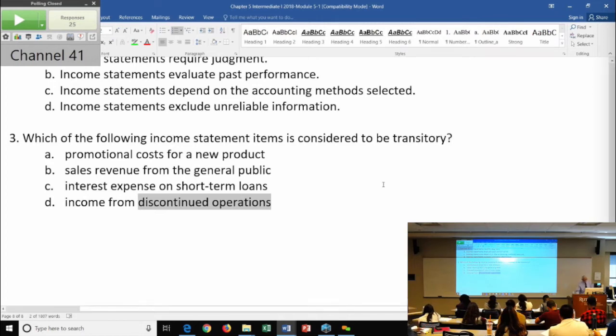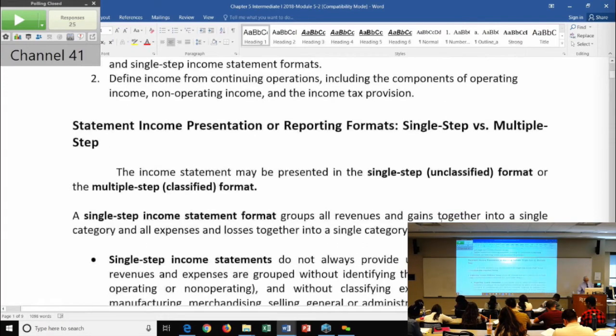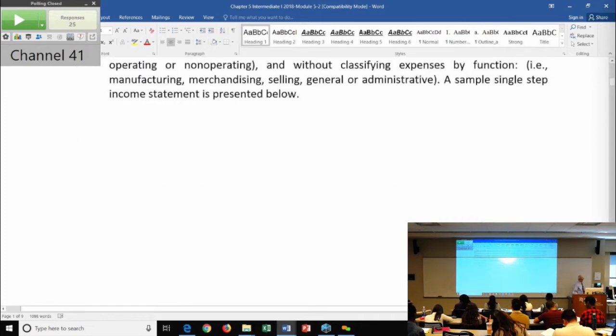All right, in module 2, your takeaways for this module should really be the single and multi-step versions. Now, the single step is the least used in practice and does not really provide us with much information. Revenues and gains are grouped, and then from that we subtract the sum of losses and expenses. It doesn't provide us with much useful information.